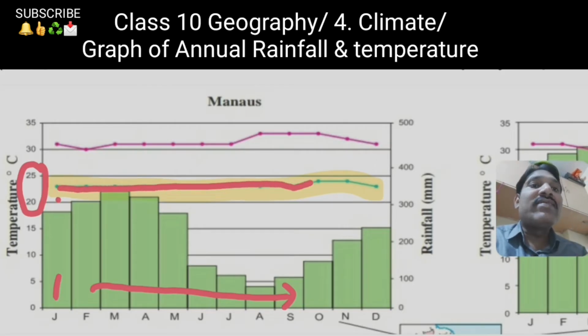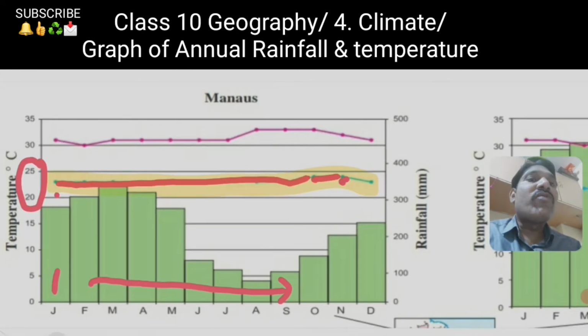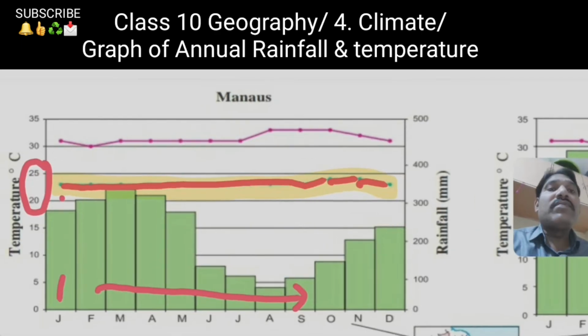Then it rises somewhat in October, then it stays the same till November and decreases somewhat in December. But on an average, the minimum temperature of Manaus city is between 20 to 25 degrees centigrade. So this is about the minimum temperature of Manaus city.